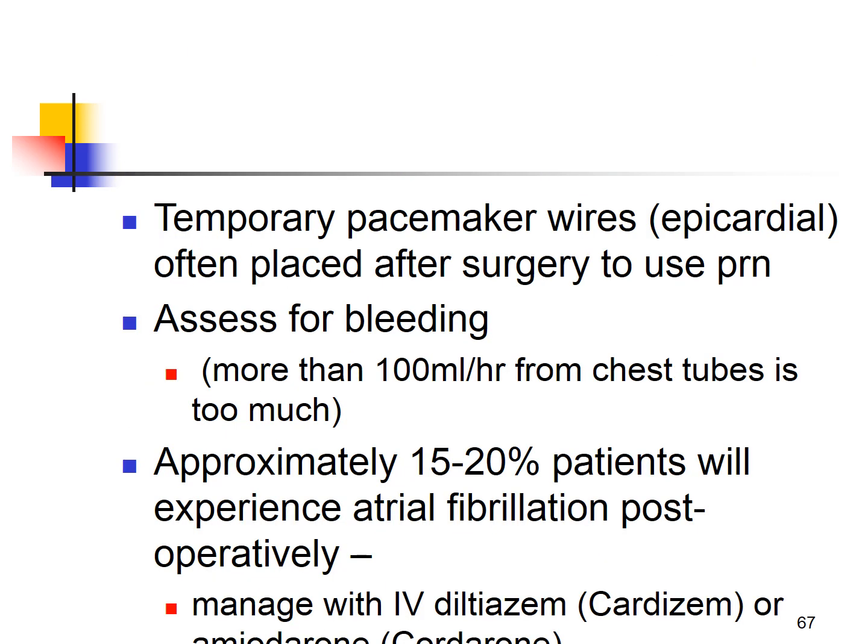Temporary pacemaker wires often are placed after surgery to use PRN. We have to assess for bleeding. More than 100 mLs an hour from the chest tube is too much loss. Approximately 15 to 20% will experience AFib post-op. So for atrial fibrillation, we want to monitor that with cardiac telemetry, making sure that there's no blood clot. So these patients are usually on anticoagulants, like Coumadin, right? Next slide.